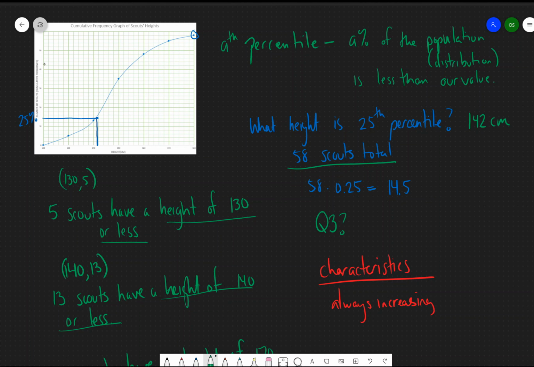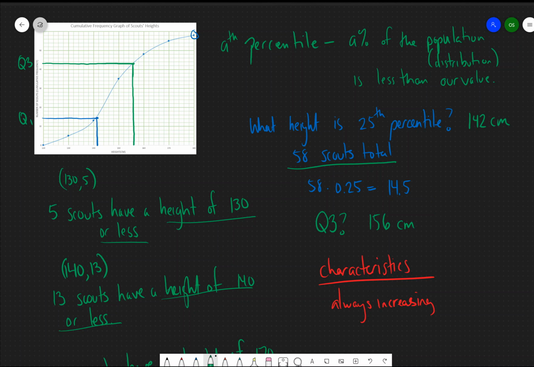And I'm going to go across until I hit the graph. So right there. Boom. And then I come down like so. So it's like around 156 centimeters would be considered that 75th percentile. So this is Q3, and then here, this would have been Q1.